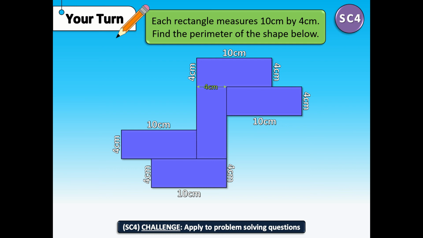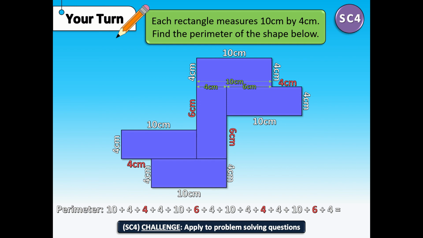And then we can work out any missing lengths, because we know that side is 4 centimeters and the whole thing is 10 centimeters. So this little bit here must be 6 centimeters. So this side is 4 centimeters. This side is 6 centimeters. This side is 4 centimeters. And this side is 6 centimeters. So the total perimeter will be all of the sides added together. So that's 84 centimeters.